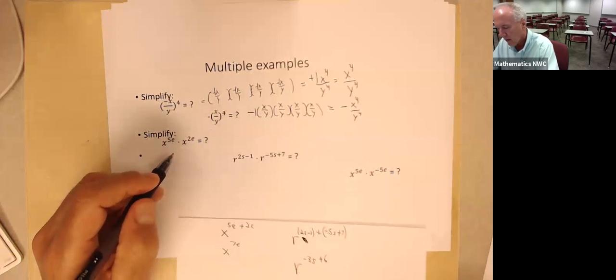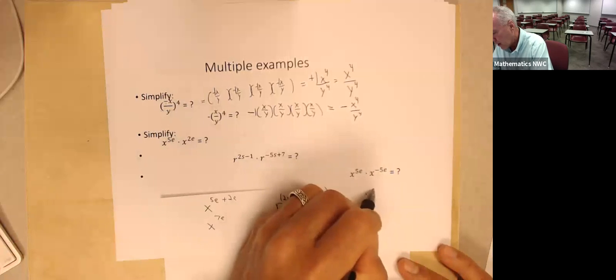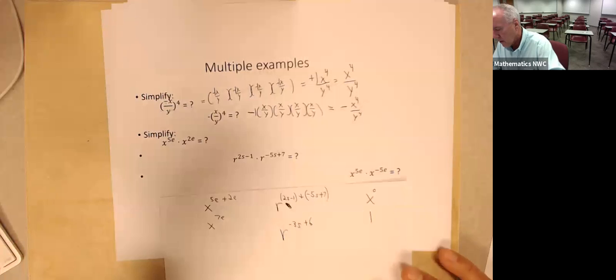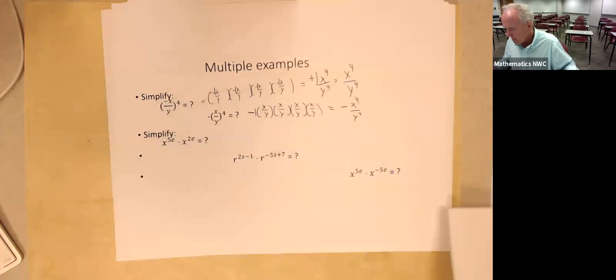Okay. This one, 5e plus a negative 5e would drop out and you would get x to the 0, or 1. Okay.